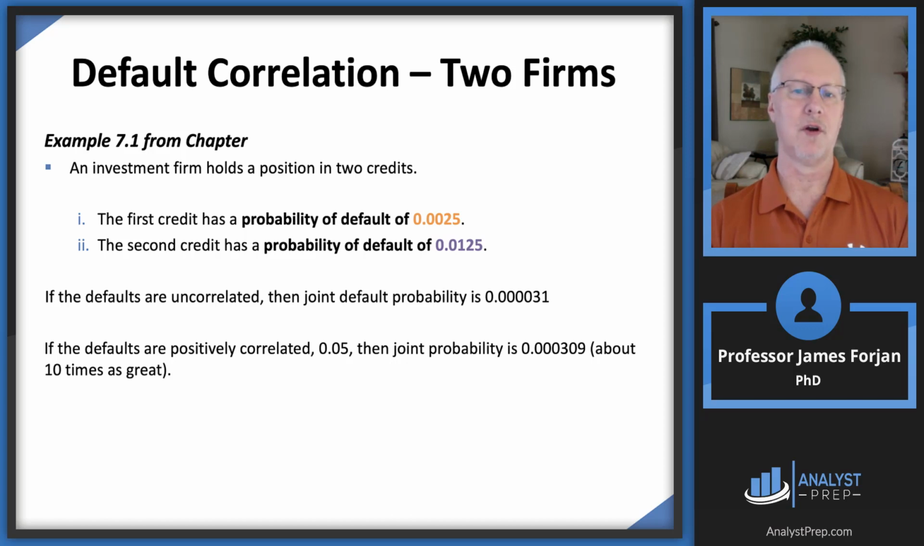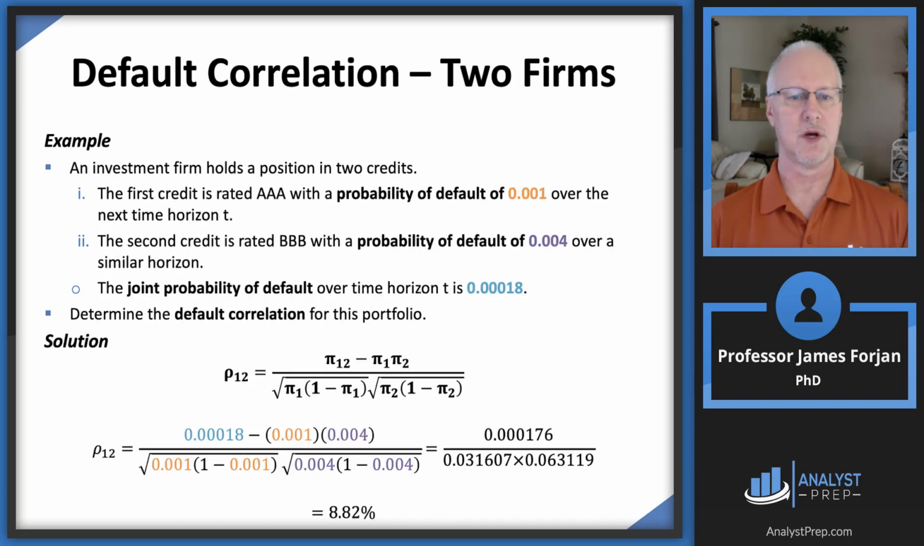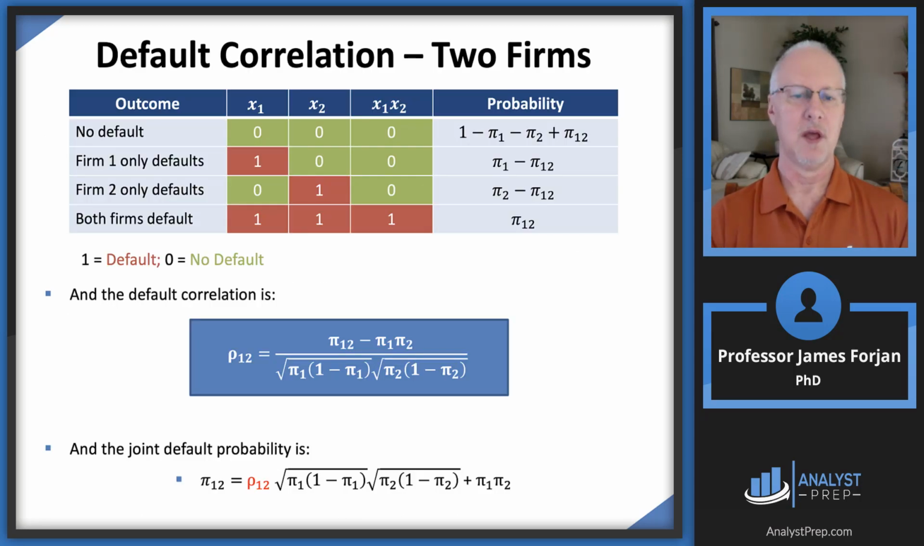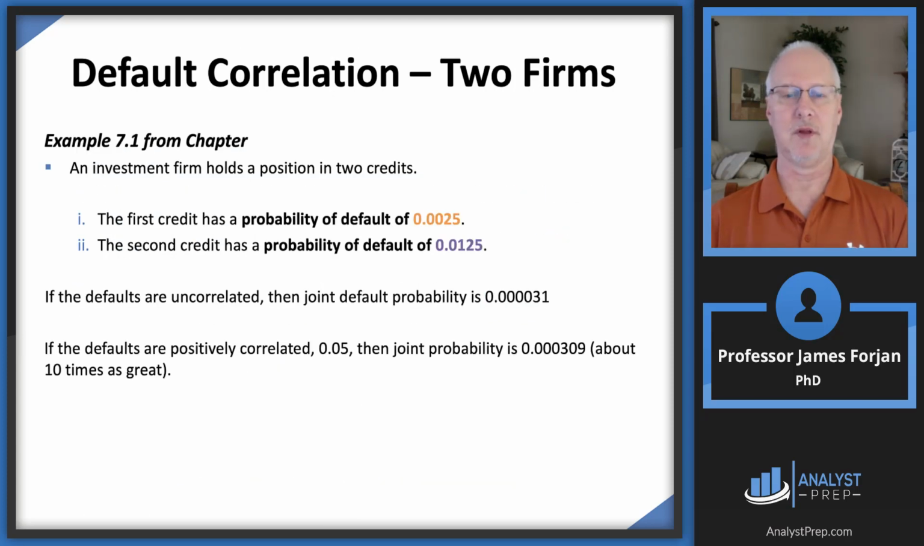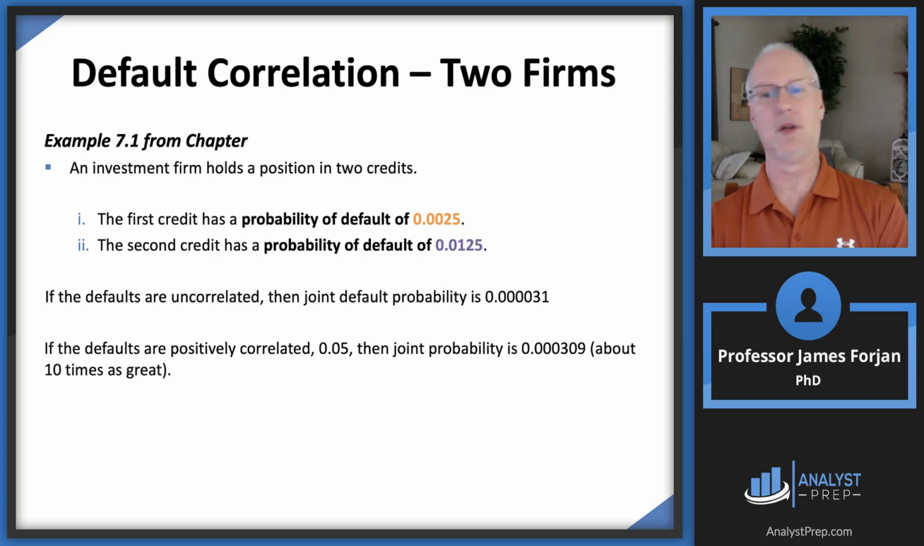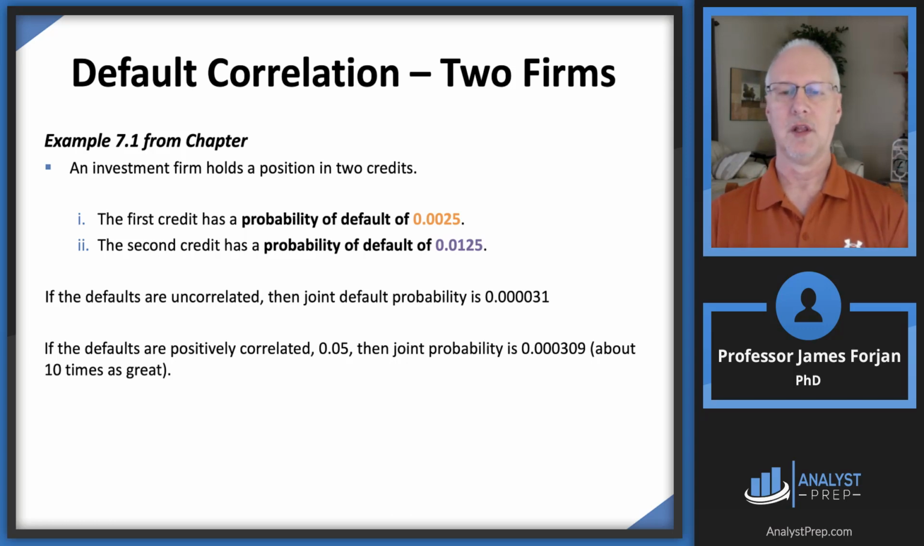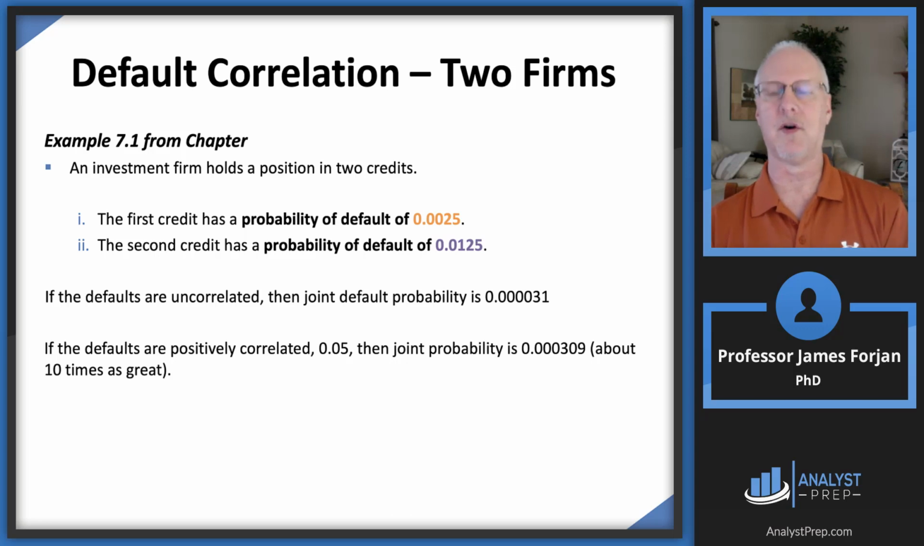Now, here's the important part of this. If the defaults are not correlated, so let me go back to down here at the bottom. If those defaults are not correlated, the input variable in the red is 0, and all we're left with is the product of those 2 individual default probabilities. So let me swing back here. If you multiply the 25 by the 125 and all the zeros in there, so if the defaults are uncorrelated, then that joint default probability is, what is that? 4 zeros and a 31. Think how low that joint default probability is where the 2 lightning bolts hit each other.